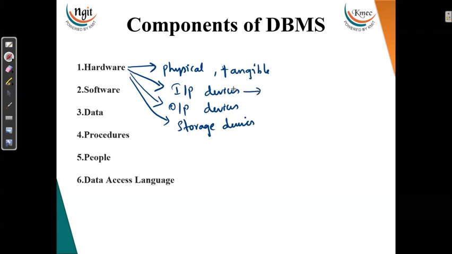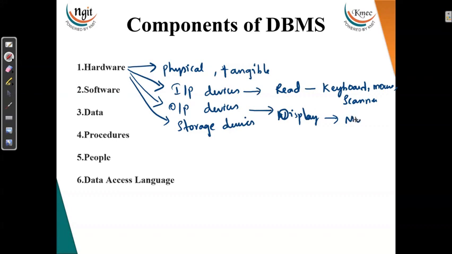Input devices are various peripherals that are connected to the computer machine for the purpose of reading the data from the users. These could be keyboard, mouse, scanner. Output devices are the peripherals or the components which are connected to the computer machine for the purpose of displaying the content onto the screen. So, monitor, printer.